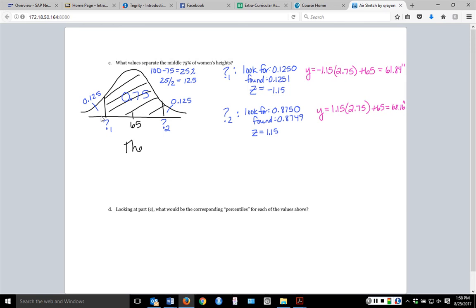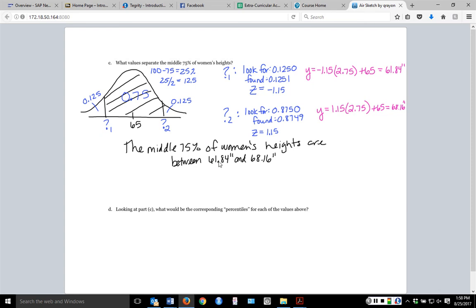And so finally, I can say the middle 75% of women's heights are between our two values, so are between our 61.84 inches and our 68.16 inches.